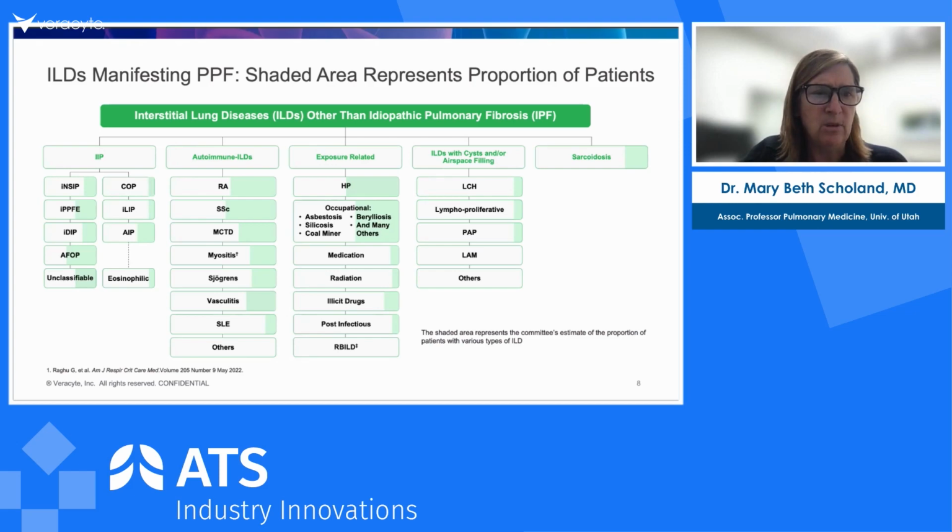As you might imagine, some of the autoimmune diseases, such as scleroderma, tend to progress more rapidly than others. So this graphic helps us when we think about diagnosing a patient who we can anticipate might have progressive pulmonary fibrosis.